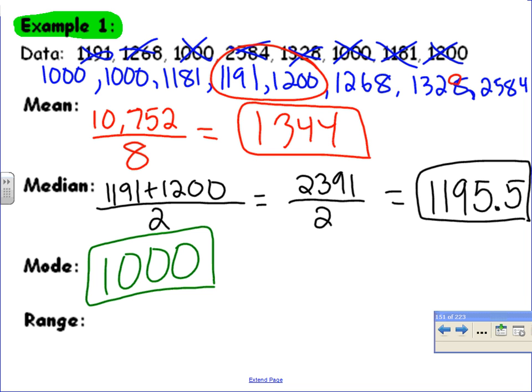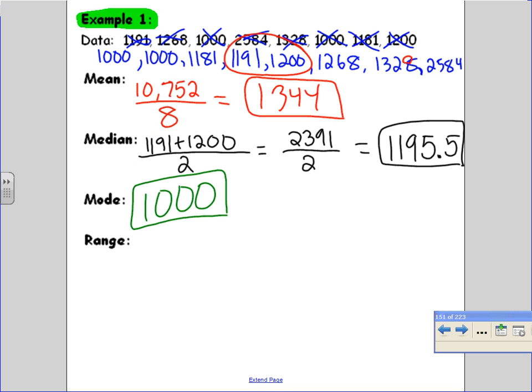It won't be. Good question. It won't be. Great job thinking, though. It won't be. Okay, Doug, question? Okay, hold on. Okay, so range is taking the largest number minus the smallest number. So we have 2584 minus 1,000. So you're just finding the difference of the largest minus the smallest.